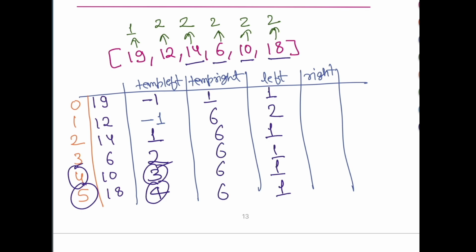Why? Let us take a random example. So for example, let us take the example of 6 to verify this. If you try to start from 6, you will notice that you can choose this particular subarray, then go till 10 and go till 18 as well.